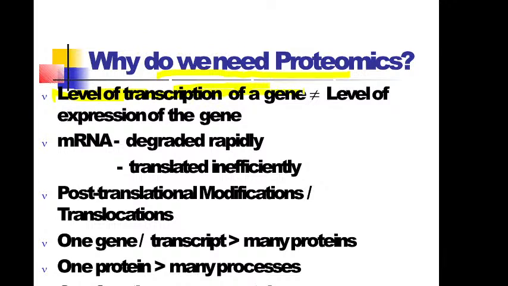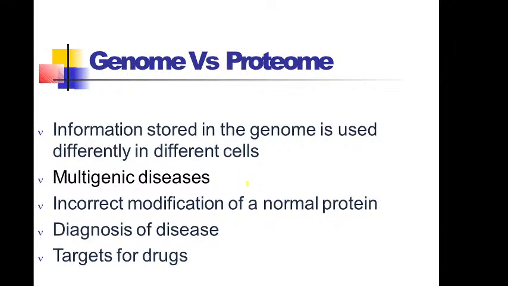The level of transcription of a gene, that means from DNA to RNA, is not equal to the level of expression of a gene. Transcription is there. From DNA you are getting the RNA, but from RNA when you get the proteins or the expression of a gene, sometimes it is not the same. So that is why the level of transcription of a gene is not the same as the level of expression of the gene. Please keep this point in mind. Okay. So post-translational modification is there. You can do it by yourself.